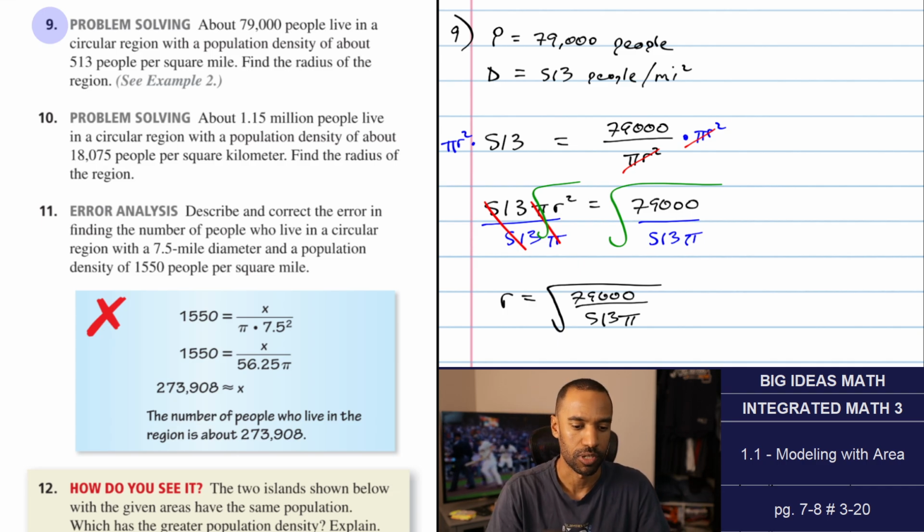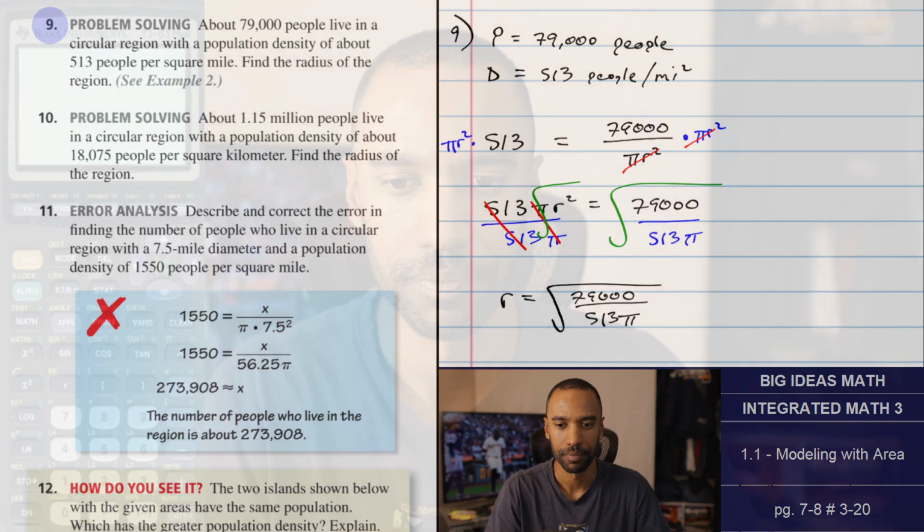That's where the calculator comes in, and I'm going to let it do its thing. So let's go to the calculator. Let's do square root of 79,000 divided by, use parentheses here, once again, 513 pi, if you're using the same kind of calculator I am. I did not type the pi button. There we go. And that's going to give us our answer of around 7. 7 what? This is a radius? 7 miles.